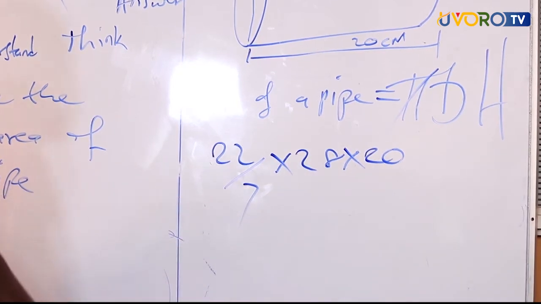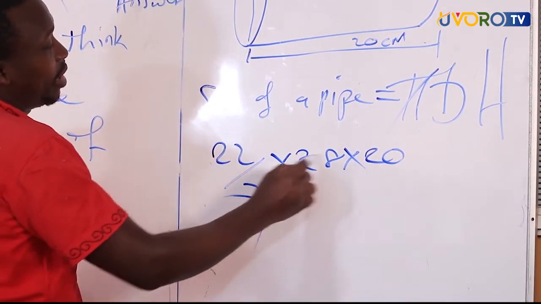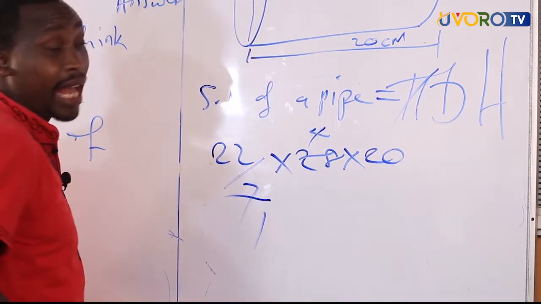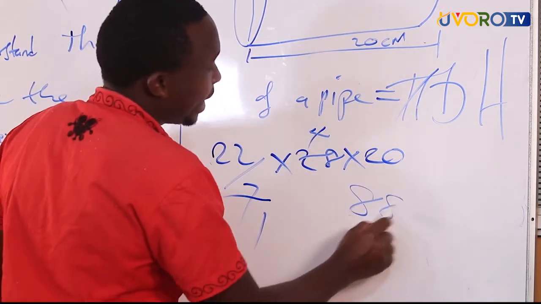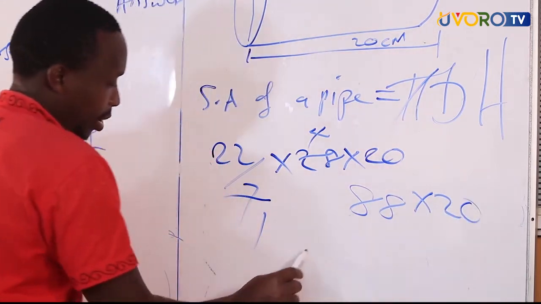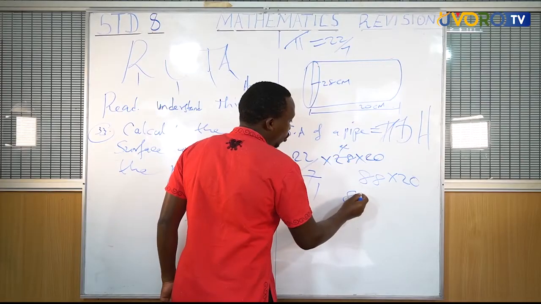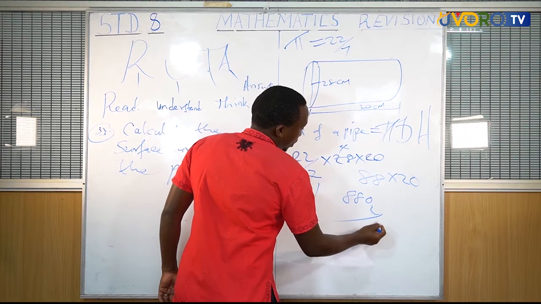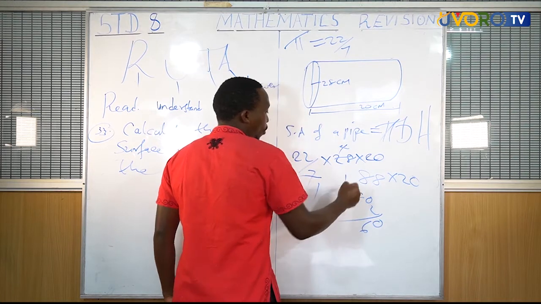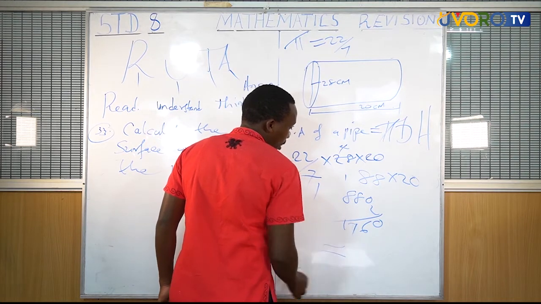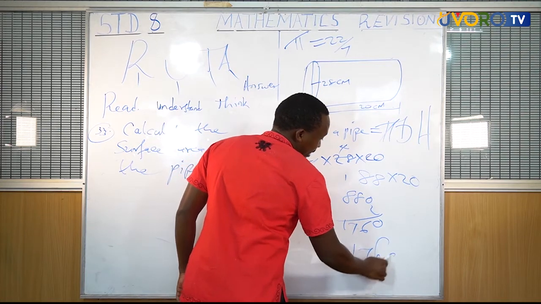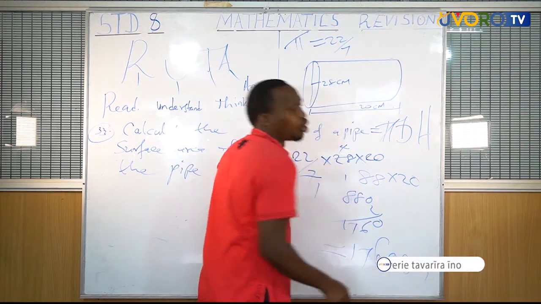Now, we use the cancelling method by 7: 1 by 7, 4. 22 times 4 is 88, times 20. What is 88 times 20? 0, 16, carry 1, 16, 17. So our answer is 1760 centimeters what?